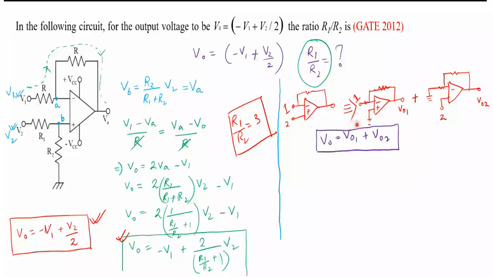Okay, sir. Now, if I ground this one and I supply the input here, what is this circuit? Inverting or non-inverting? Inverting. So V01, what is the formula for inverting? Minus R by R into V1. Is this correct? Yes, sir.